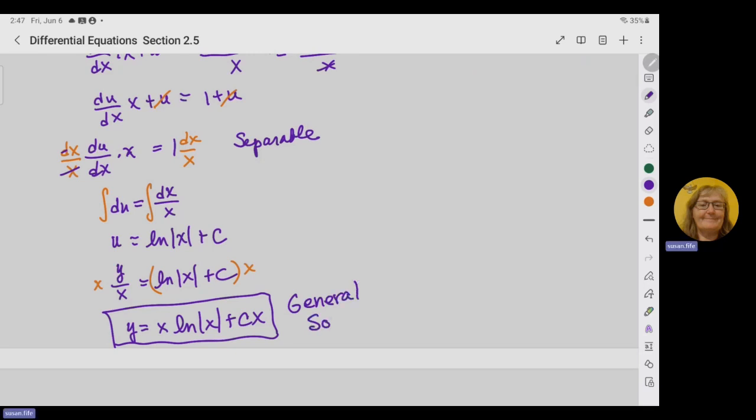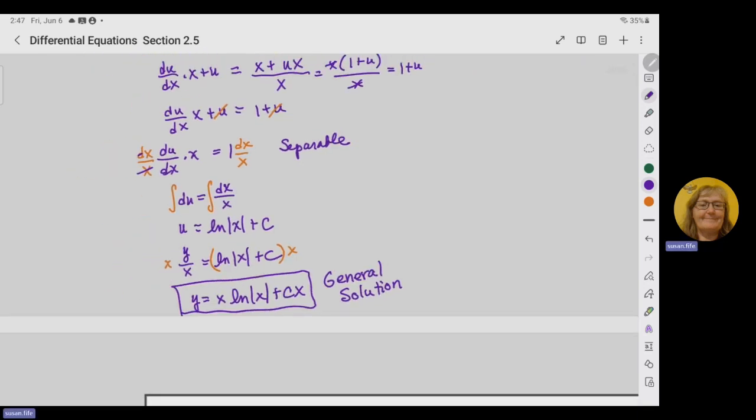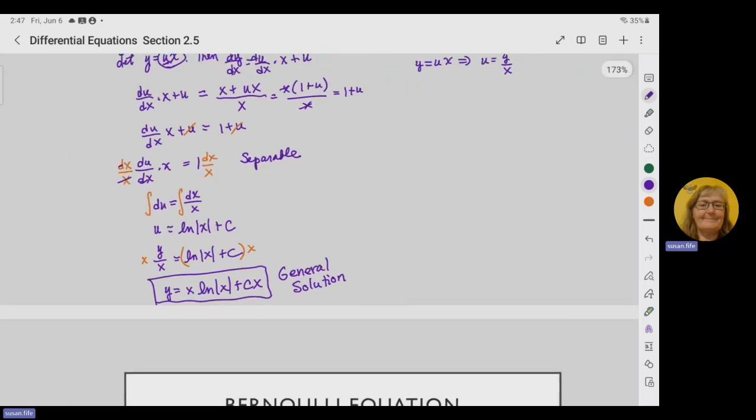On this section, I don't have any initial value problems for us to work out. So we'll just look at solving these equations. And so every homogeneous equation becomes separable after you make that substitution. You solve this separable equation and then go back and replace the u with, in this case, y over x.